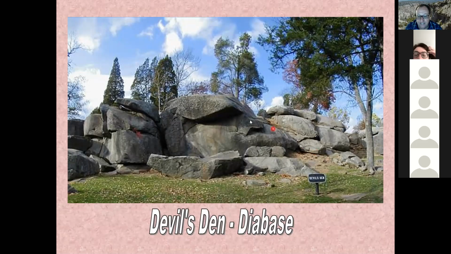Devil's Den is one of the type sites for the rock called diabase. It's an igneous rock formed from magma, perhaps 4 to 5 miles below the surface, 160 million years ago, roughly. And it's now at the surface because of erosion. This is a classic site to see diabase.